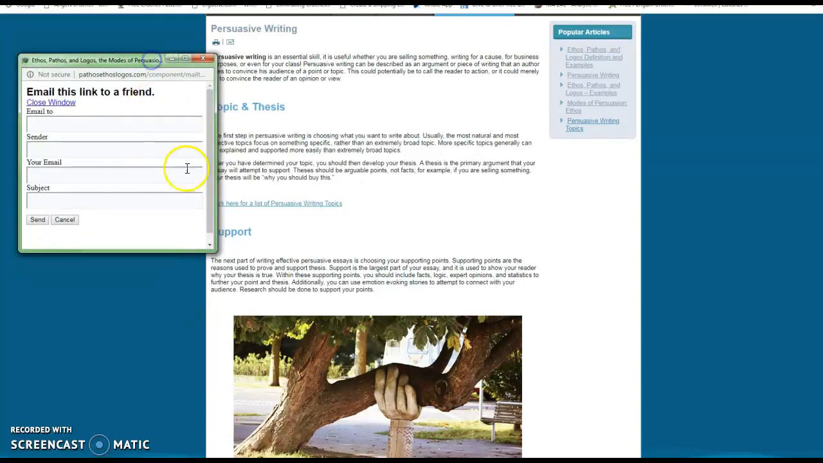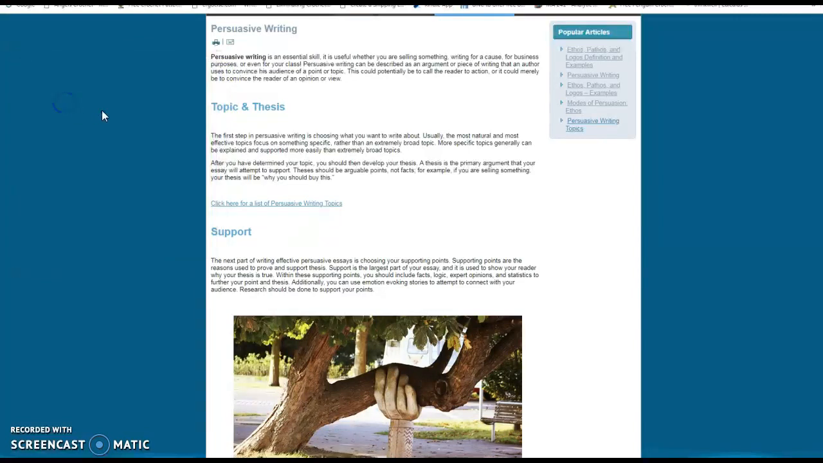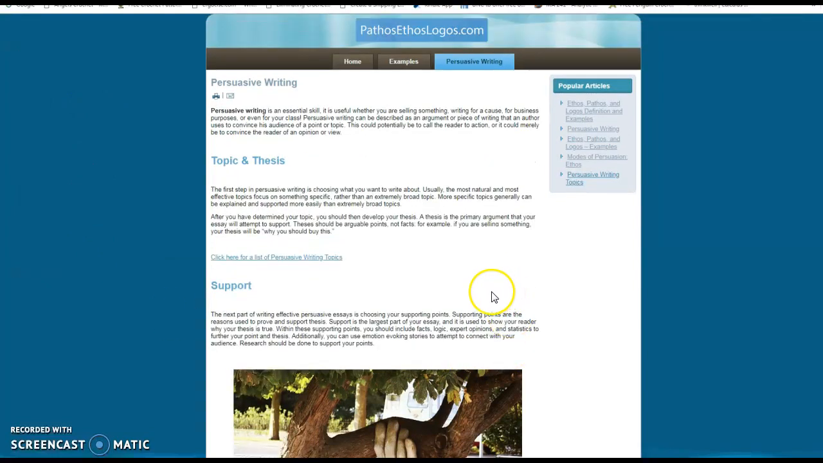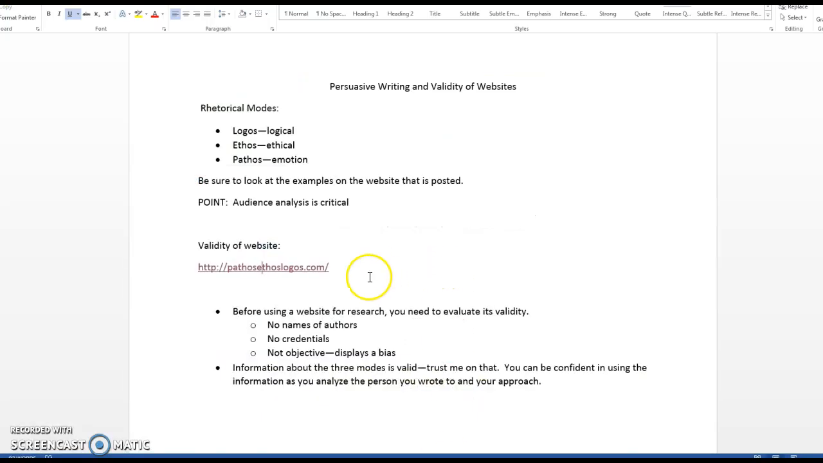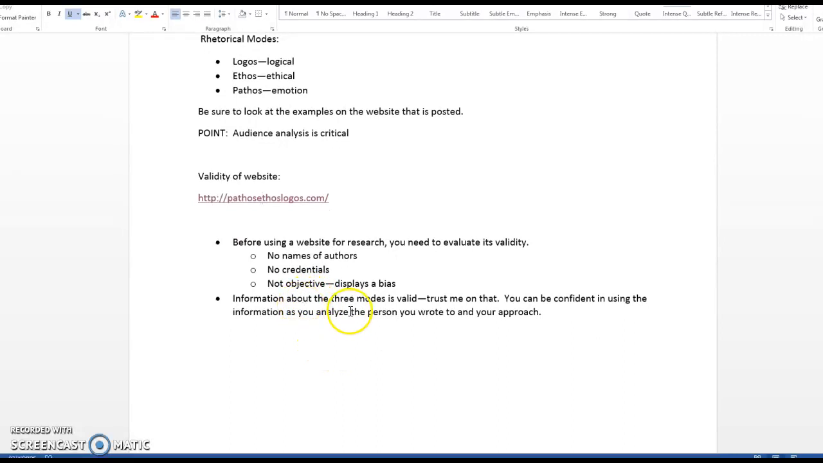but it's not secure, and it says it goes to pathosethos.logos.com. I don't know if that would go through or not, but that's about the only way you have to ask questions or find out anything about the authors. Now, if you look at my notes here, you want to look to see if the website is objective, or is there a political bias or some type of bias. There is a sneaky little bias in this website, folks.